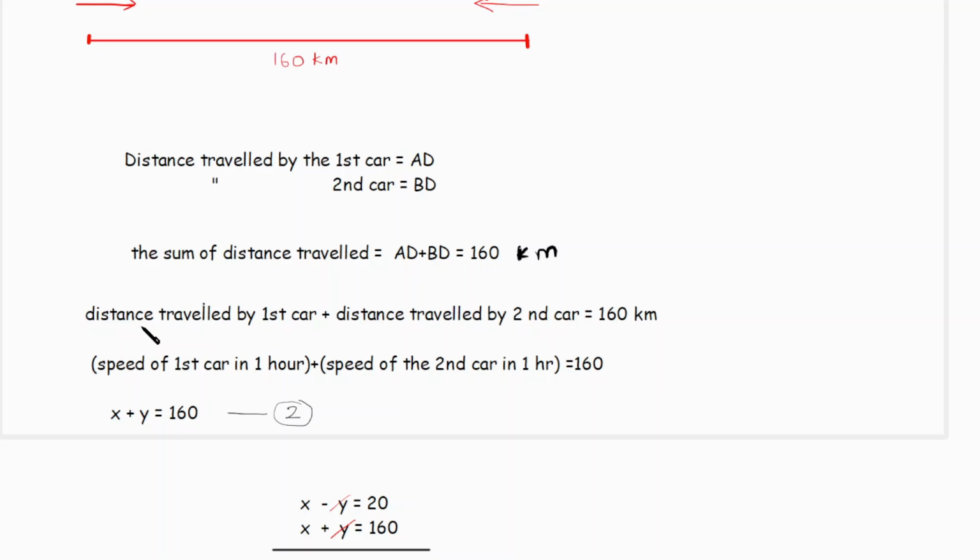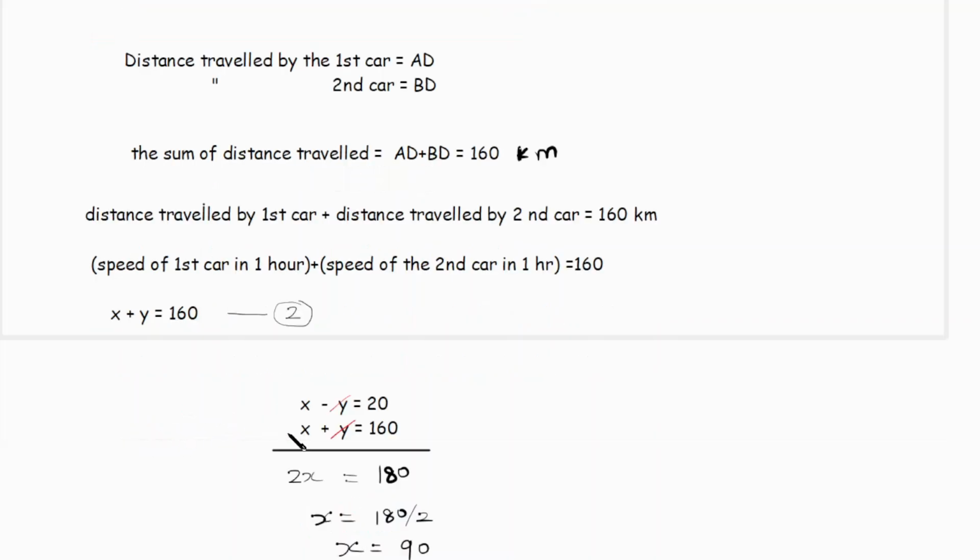The distance traveled by the cars, we can use a formula: the speed of the first car in 1 hour and the speed of the second car in 1 hour. We already assumed that the speed of the first car is x and the speed of the second car is y. So x plus y is equal to 160 kilometers. I will repeat: the speed of the first car in an hour is x kilometers per hour, and the speed of the second car is y kilometers in an hour. So the total distance covered is 160 kilometers. So x plus y is equal to 160. We can use this as equation number 2.